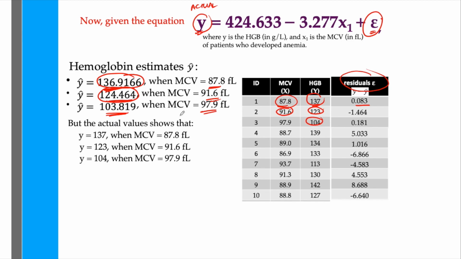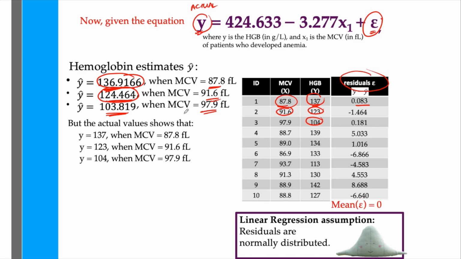Now, a linear regression is expected to have a mean or an average of residuals of 0. And the residuals must be normally distributed. Which means that when you try to put a histogram out of this, it must form a normal distribution.